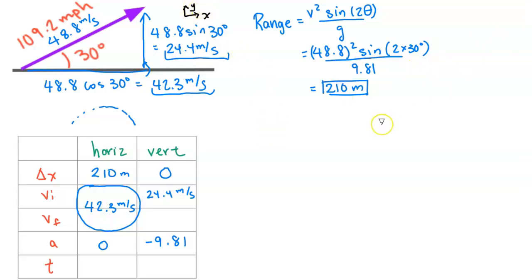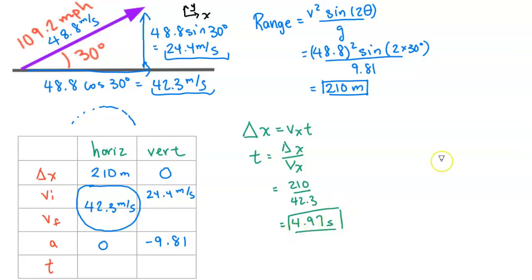All right. And then now we're going to solve for the time. To solve for the time, we could use the horizontal motion. And we know horizontally it's moving at constant velocity, so delta x equals vx t. To find the time is going to be delta x divided by vx. And that gives us 210 meters divided by 42.3 meters per second. And we get 4.97 seconds. So that is our flight time.